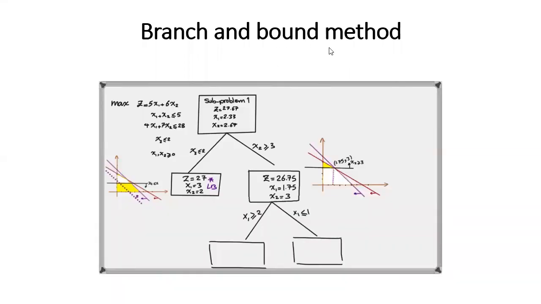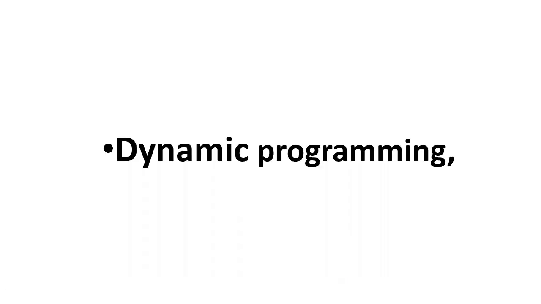So the branch and bound is the graphical method, and we represent our maximization objective function with the help of the constraints, and then we show the non-negative constraints. So then we will go through the next topic, which is dynamic programming.